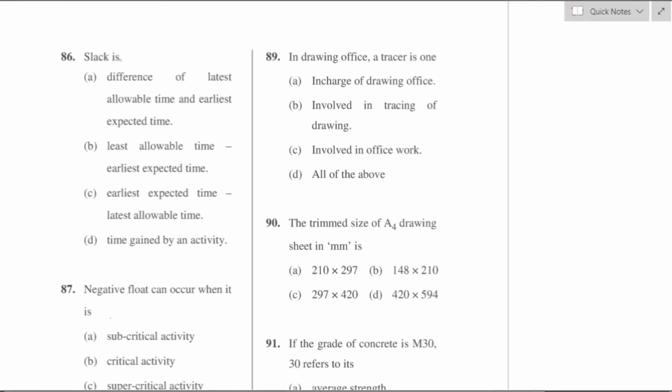Question number 86. Slack is the difference between latest allowable time minus earliest expected time. So option A is the right answer. It is the amount of time a task can be delayed before the project finish date is delayed.